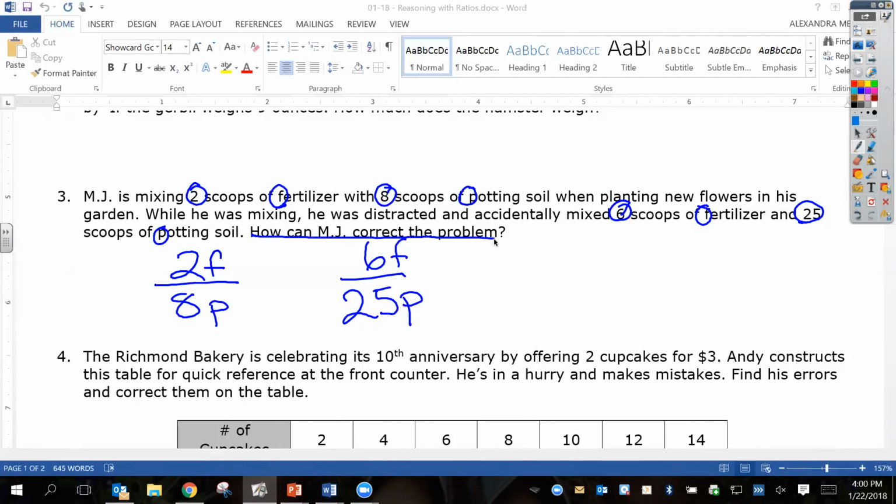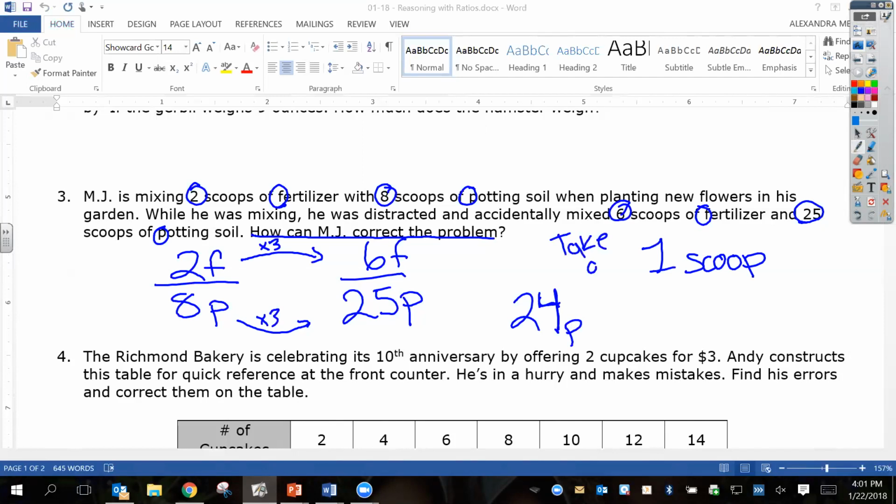Well, let's see if this is an equivalent fraction. How do you go from 2 to 6? Very good. Times 3. Whatever you do to the top, you do on the bottom. What is 8 times 3? Yes, 24. So what did he do wrong? How does he need to fix this? He needs to take out how much potting soil? It should be 1 scoop of potting soil. Take out 1 scoop of potting soil. That's the way he can correct his mistake.